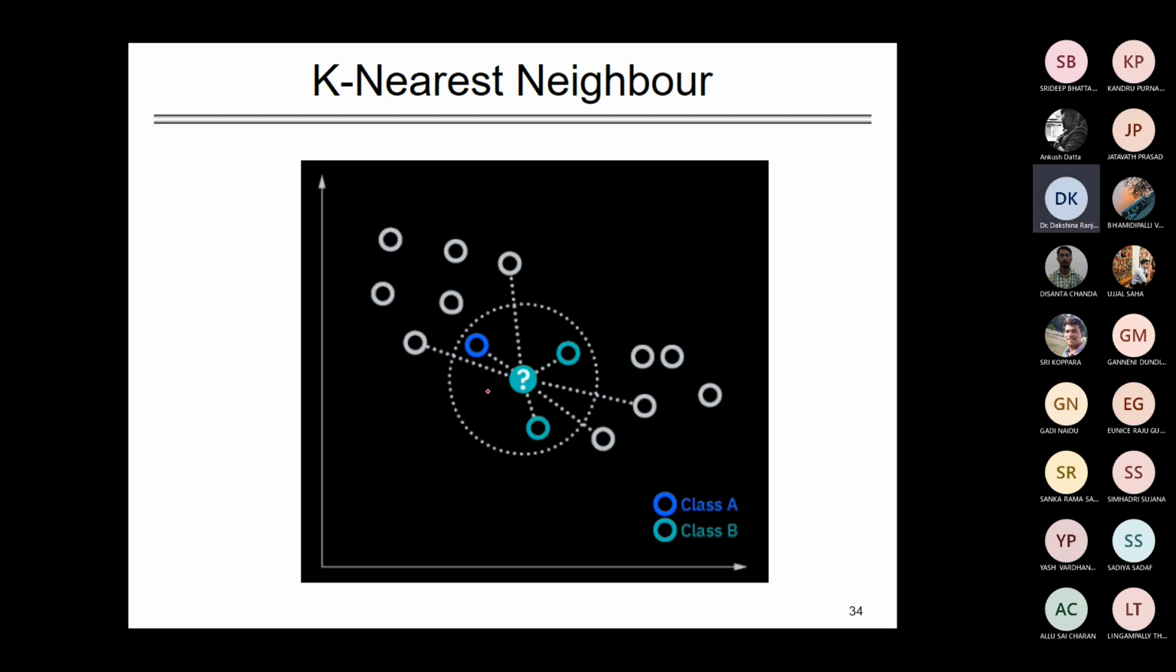So from this illustration, we can say that the query point should belong to class B, because this circle represents the proximity for this query point, and in this proximity we have two green points and one blue point. Therefore we can say that this query point should belong to class B. So this is the basic idea behind k nearest neighbor.